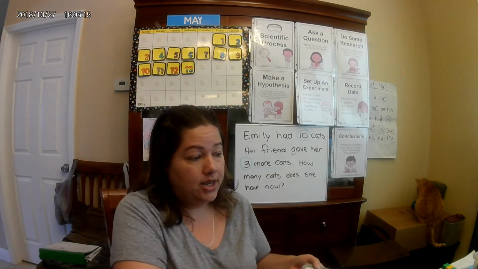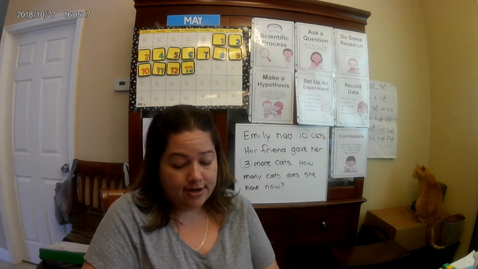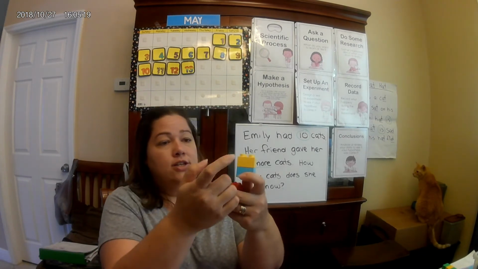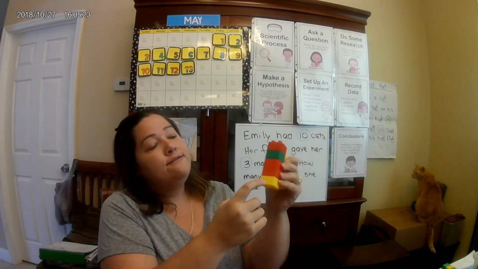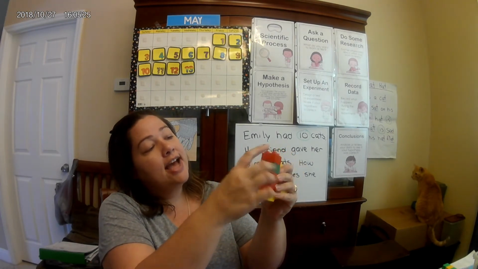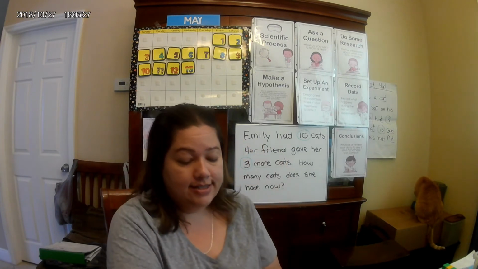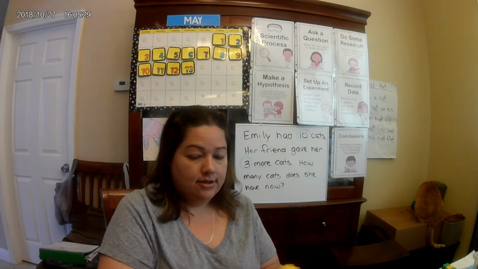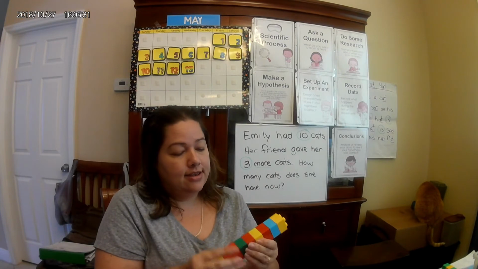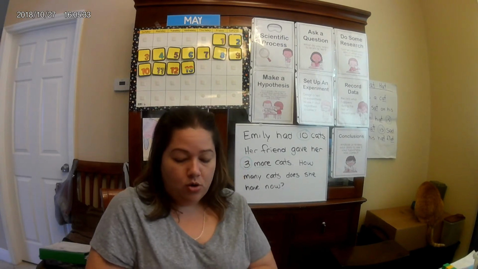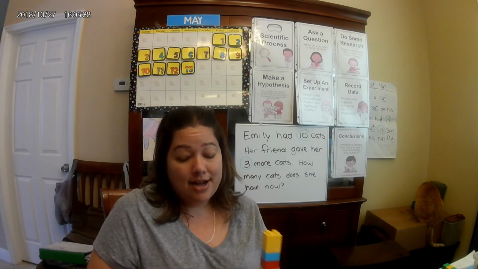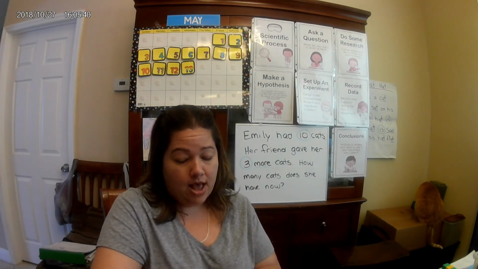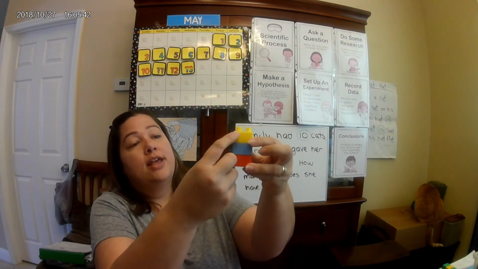So 10 plus 3. So I'm going to get my blocks here. I have 1, 2, 3, 4. Put those together. 5, 6, 7, 8, 9. That means I need 1 more to make 10. Okay, so if I can get them to stick together here. So 9 plus 1 more gives us 10. So here's my 10 blocks. And now I need to add 3 more blocks. Ready? 1, 2, and 3.